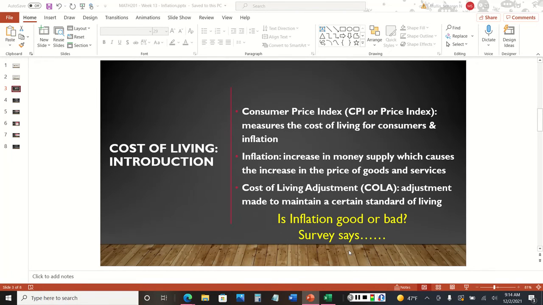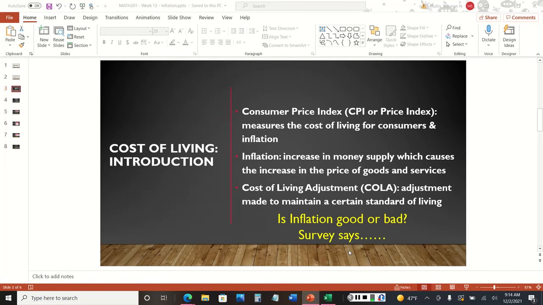Just think about some of the expenses that you might have in your everyday life. You have housing, you have food, you have groceries, you have medicine, you have transportation. These are part of your cost of living, what you need to live on.